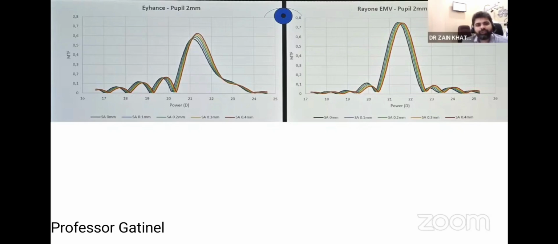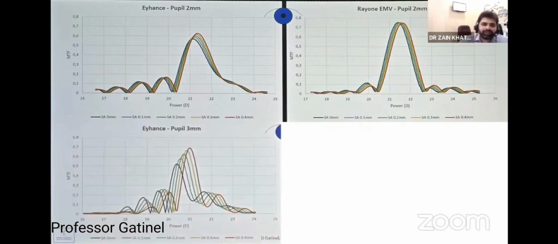What you can see at a 2 millimeter pupil, irrespective of the spherical aberration of the cornea, is that the IHanS is giving a larger depth of focus with a good MTF as compared to the Ray 1. This is obvious because at a smaller pupil, as you saw in the earlier graph, it has a larger curvature towards the central part. But when you go from IHanS 2 to 3 millimeters, the depth of focus significantly reduces. And spherical aberration comes into the picture: with higher spherical aberration you get better MTF, and with lower spherical aberration the MTF reduces.